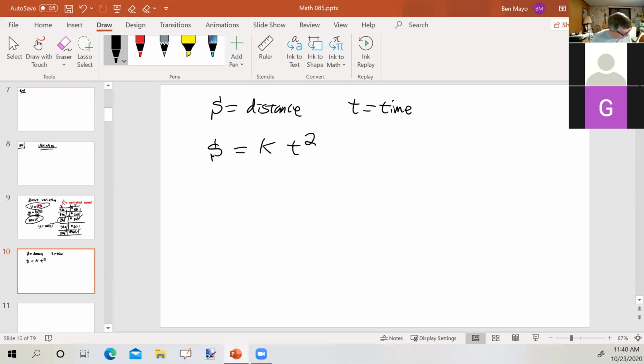Now it says, if an object falls 1,024 feet in 8 seconds, I'm going to put 1,024 in for s and 8 in for t. Don't forget t is squared. So now I've got 1,024 equals what? 8 squared is 64, so 64 times k. What would I do now to solve for k?